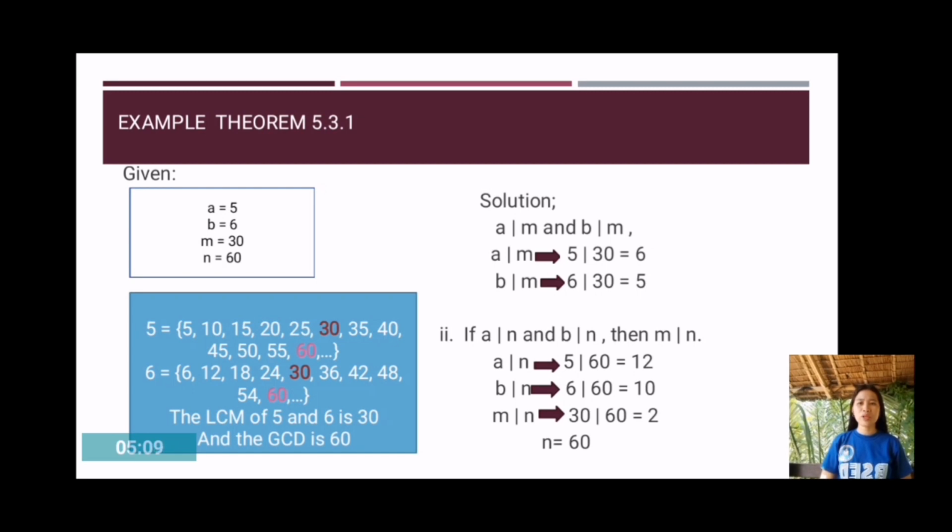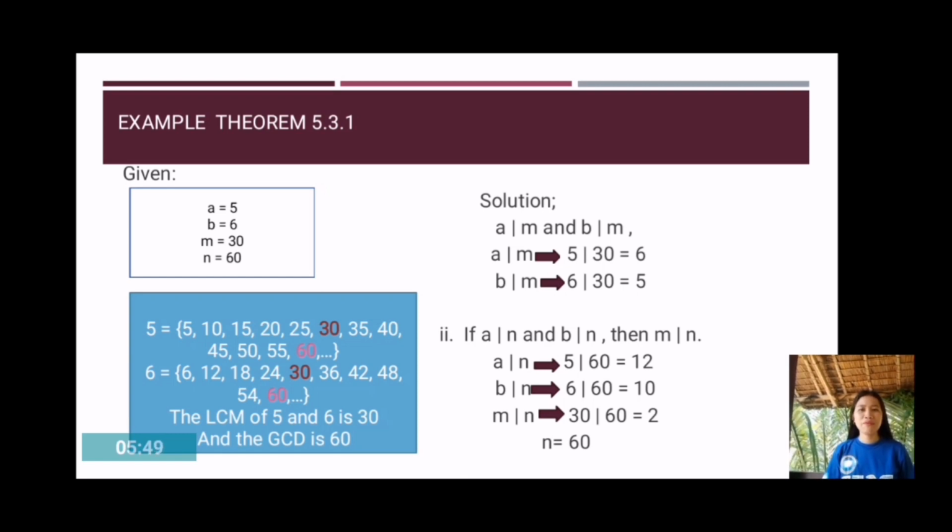Example of Theorem 5.3.1. Given a and b, which are 5 and 6, the multiples of 5 are 5, 10, 15, 20, 25, 30, 35, 40, 45, 50, 55, 60, and so on. The multiples of 6 are 6, 12, 18, 24, 30, 36, 42, 48, 54, 60, and so on. The LCM of 5 and 6 is 30, and a common multiple is 60. So given a equals 5, b equals 6, m equals 30, n equals 60. Solution: a divides m and b divides m.